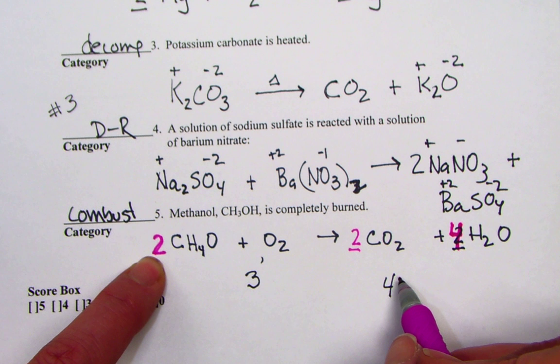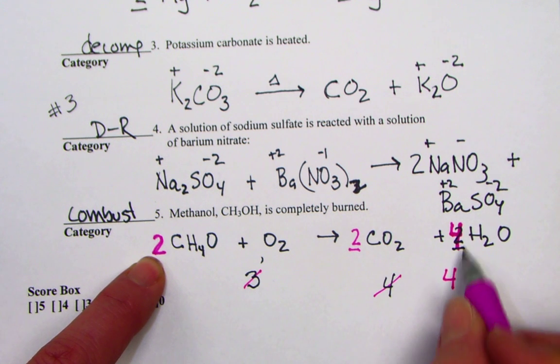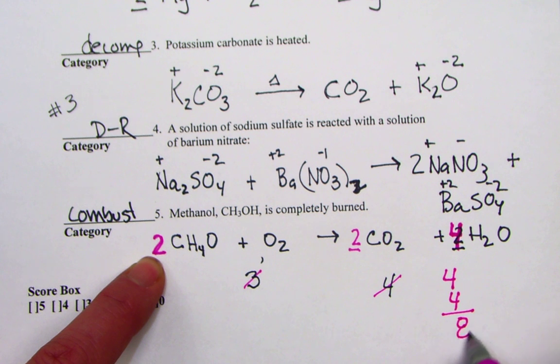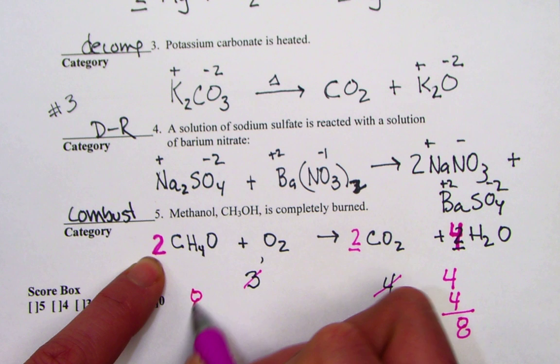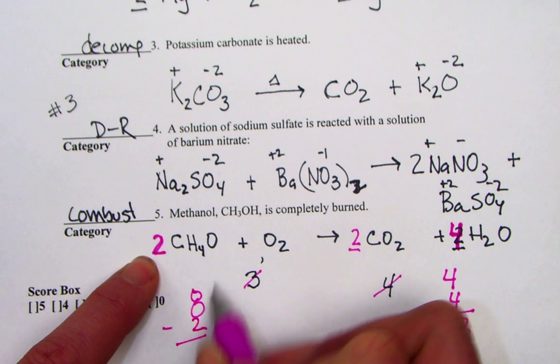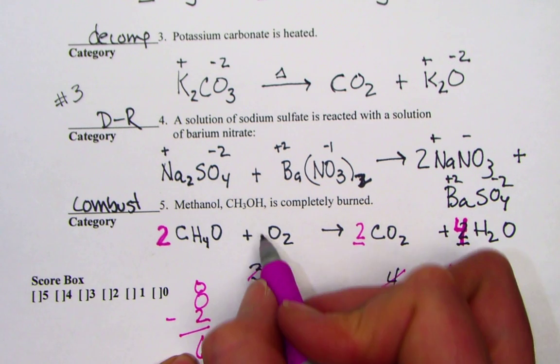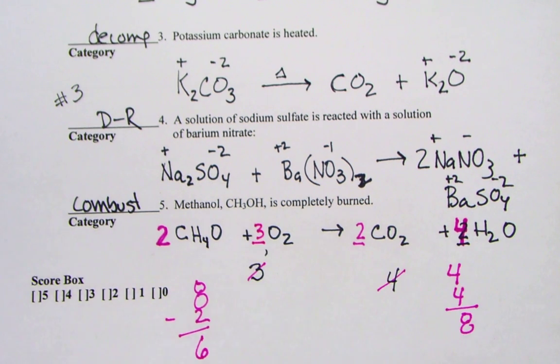And now let's recount those oxygens. 2 times 2 is 4, plus 4 more in the water gives me a total of 8 on the right-hand side. The 8, I need to subtract 2 from the first reactant, making a total of 6 more needed, so I'll place a 3 in front of the oxygen. 2, 3, 2, 4 balances that complete combustion.